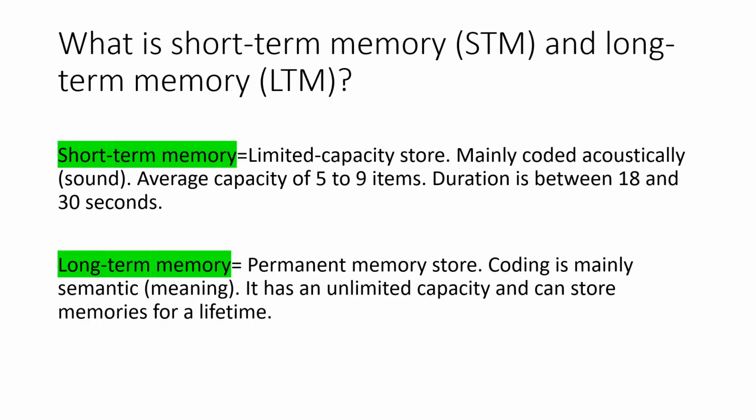So what is short-term memory and long-term memory? You need to know these. Short-term memory has a limited capacity store. It's mainly coded acoustically, so that's your sound, with an average capacity of 5 to 9 items, and the duration is between 18 and 30 seconds. Your long-term memory is a permanent memory store. Coding is mainly semantic, so that's by meaning. It has an unlimited capacity and can store memories for a lifetime.